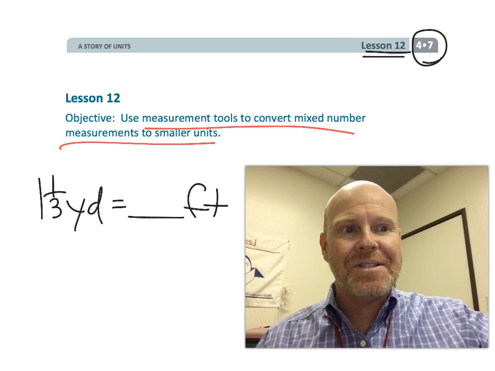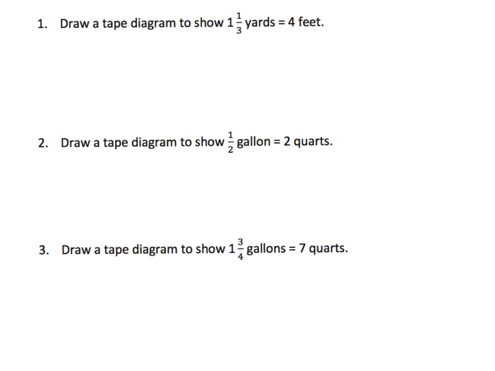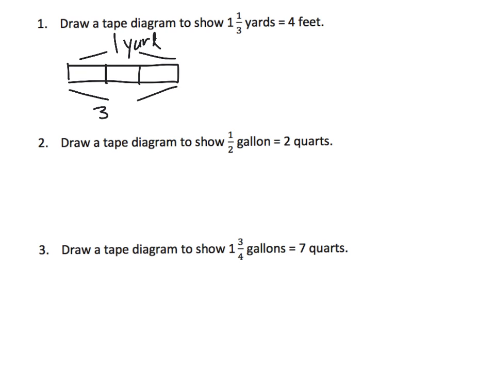So let's get started. We're going to draw a tape diagram to show that 1 1/3 yards is equal to 4 feet. We're going to start with just 1 yard. So let's draw a yard. And we know that 1 yard is really 3 feet. Another way to say 1 yard, you could say it's 3 feet.